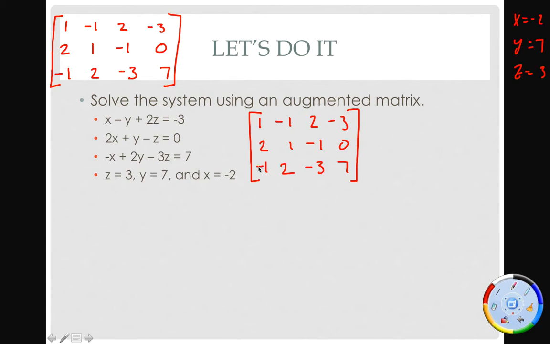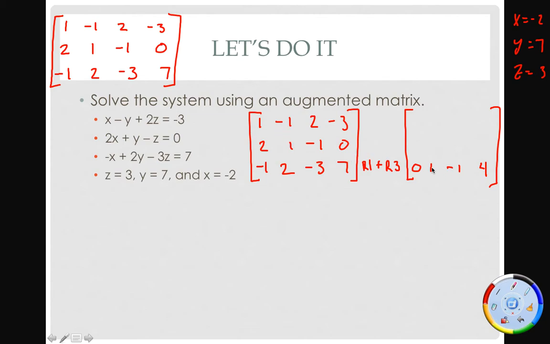So eliminating the -1 is pretty simple if I use my first equation. So I'm going to say I want to take row 1, and I want to add it to row 3. And notice I put it next to row 3 because that's the thing that I'm replacing. So if I took row 1 and added it to row 3, 1 plus -1 is 0. -1 plus 2 is 1. 2 plus -3 is -1. And -3 plus 7 is 4. Now that was simple enough.